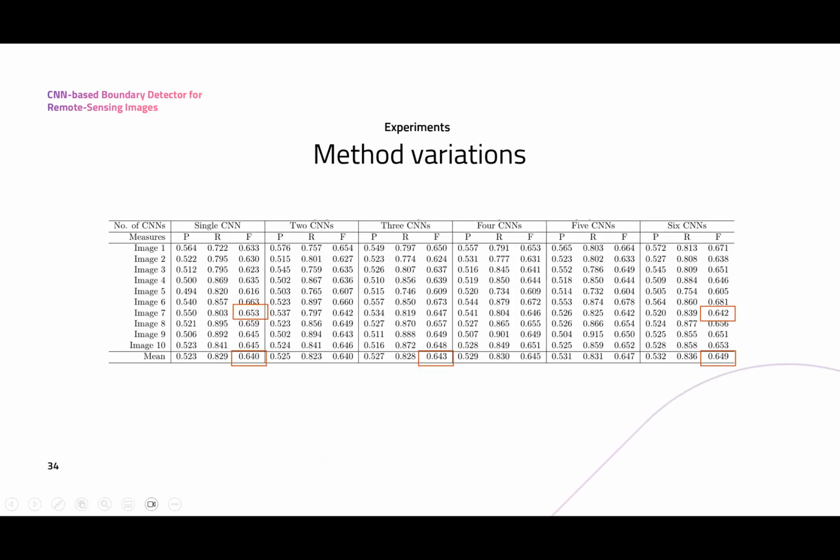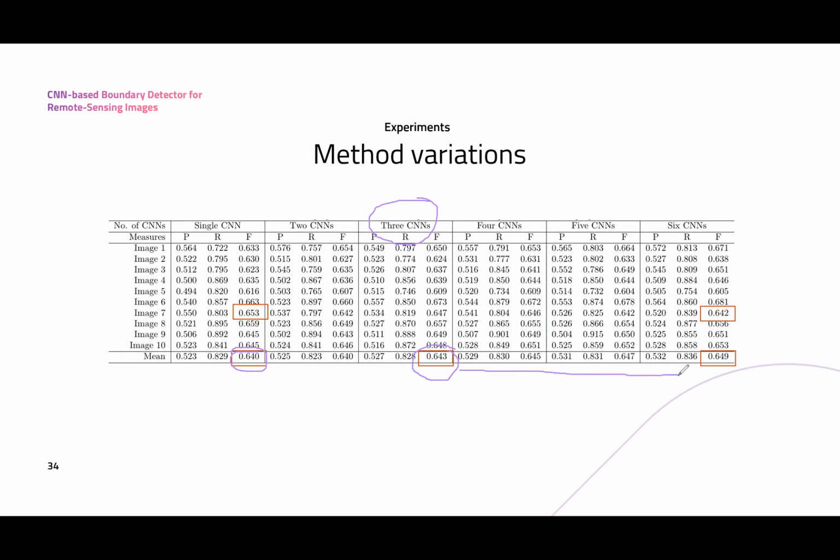And here we'll discuss the method evaluation. So how we came up with the number of layers. What we did, we selected 3. Why did we select 3 CNNs per band? If you look at the single band, it's 0.640, while 3 CNNs give a higher F measure.